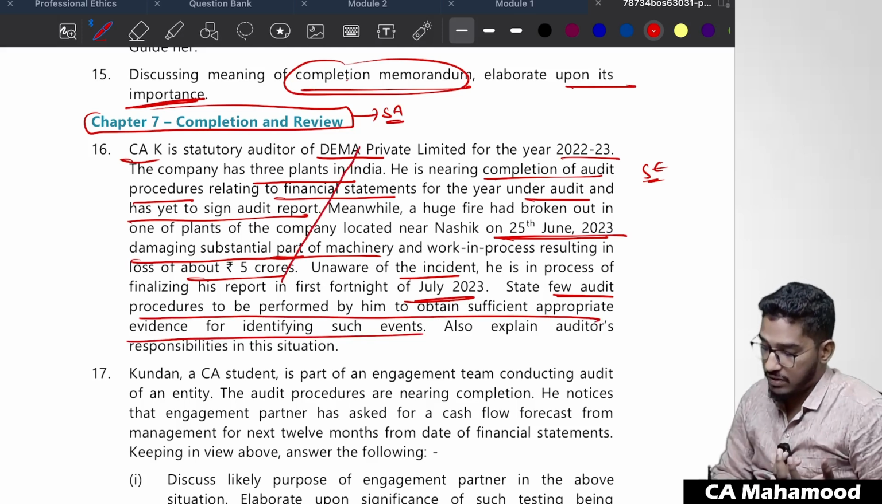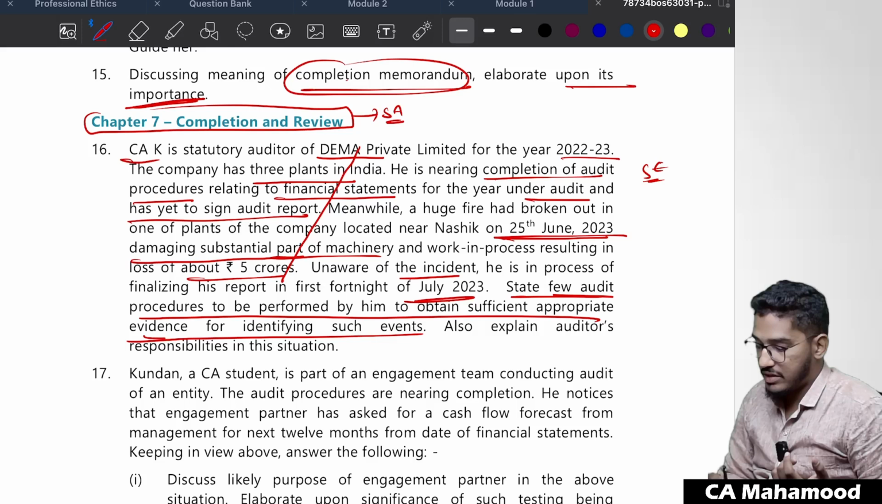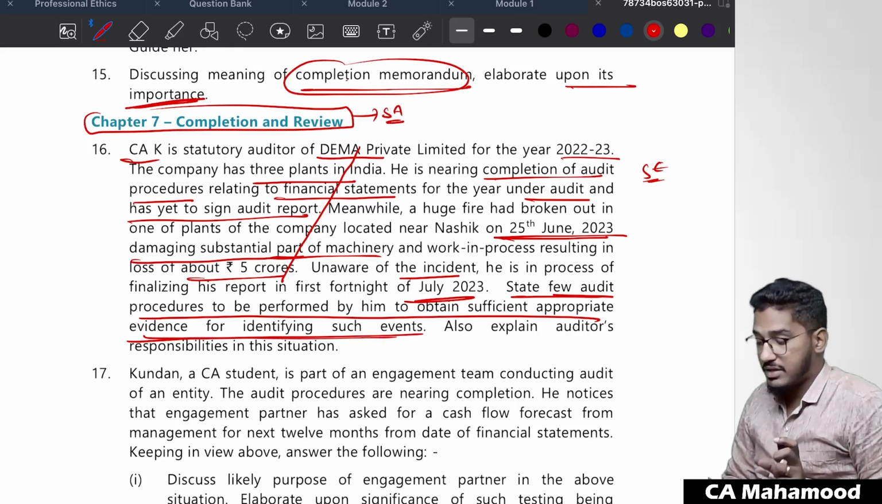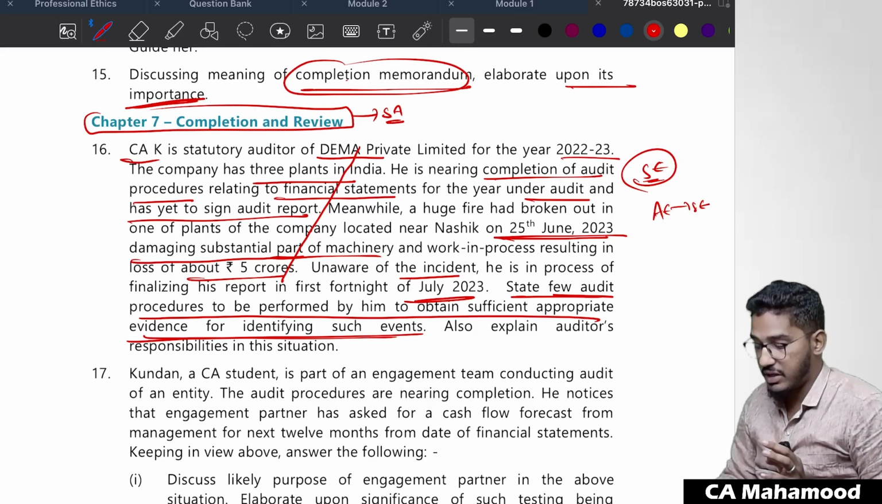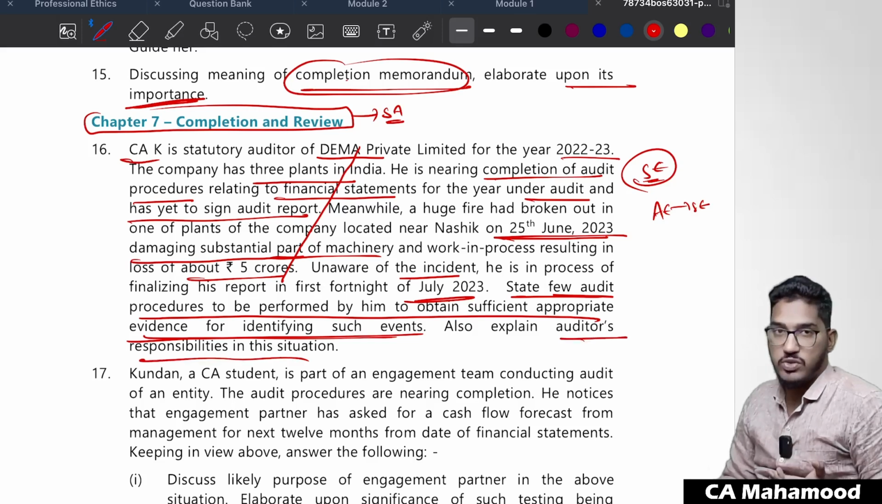Even if you ignore all the facts, just read the last line. They're asking you to write what the auditor's procedures regarding subsequent events are, what audit procedures you are required to perform regarding subsequent events, and also explain what the responsibilities will be.